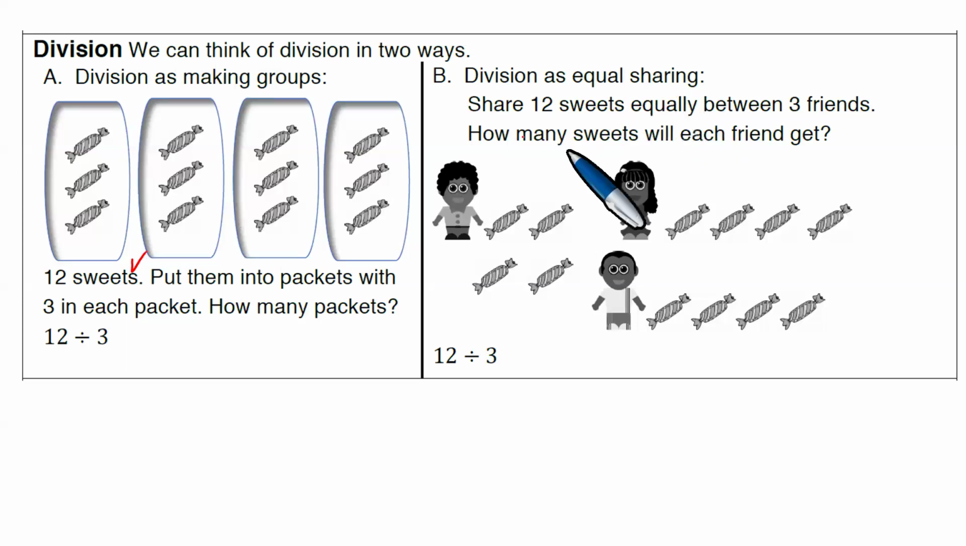Division as equal sharing. Share 12 sweets equally between 3 friends. How many sweets will each friend get? We are able to see that we have 1, 2, 3 friends, and 12 sweets, and we divide the 12 sweets by 3 friends, and we see that you have 4 of those. In the same way here, you have 12 sweets, you put them into packets with 3 in each packet. How many packets are there? 3 in each packet, so you have 4 packets.